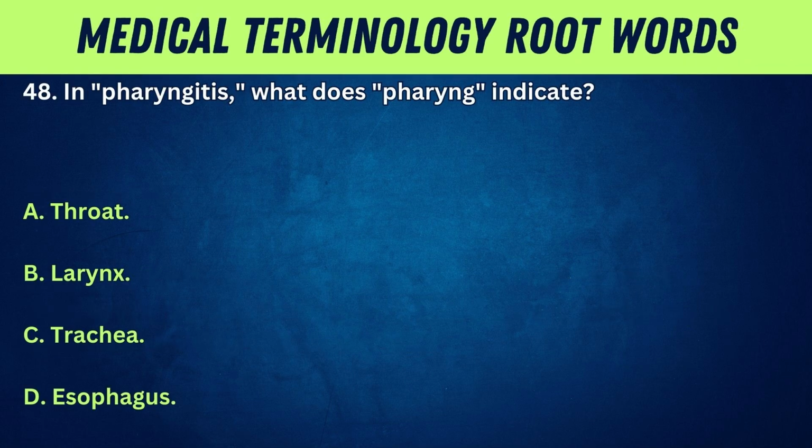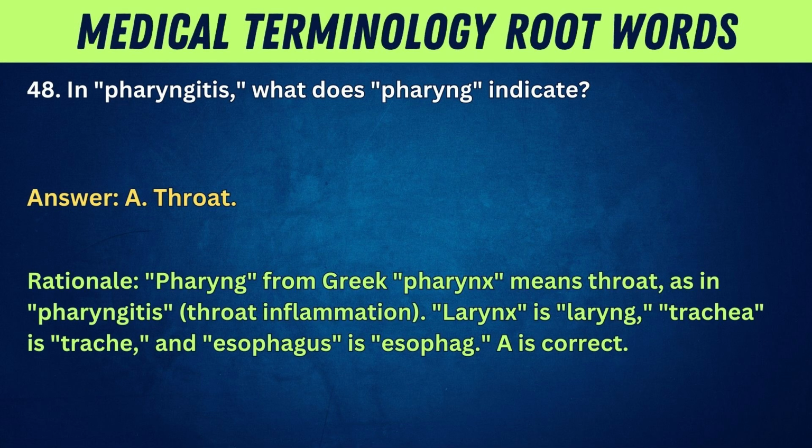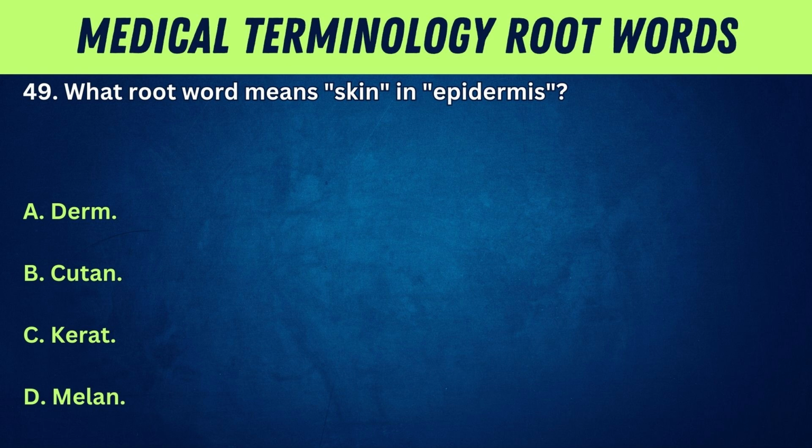48. In pharyngitis, what does pharynx indicate? A. Throat. B. Larynx. C. Trachea. D. Esophagus. Answer: A. Throat. Rationale: pharynx from Greek pharynx means throat, as in pharyngitis, throat inflammation. Larynx is larynx, trachea is trache, and esophagus is esophag. A is correct.